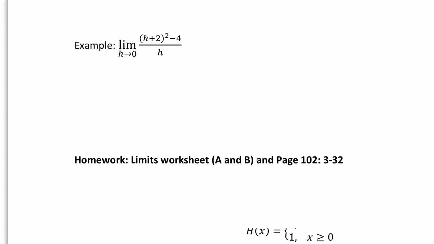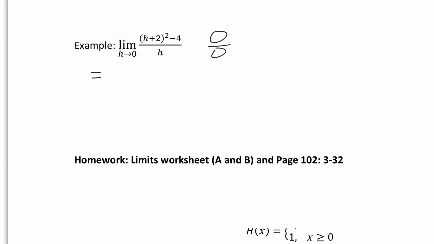Now we're going to do one more question here before we end the video. I want us to look at the following limit. H approaching 0. First off, we can do limits with letters other than x, of course. H plus 2 squared minus 4 over h. Well, if we plug this in, we're going to get 0 plus 2, which is 2. 2 squared is 4, and 4 minus 4 is 0 over 0. So this is definitely 0 over 0. We need to do some more work.